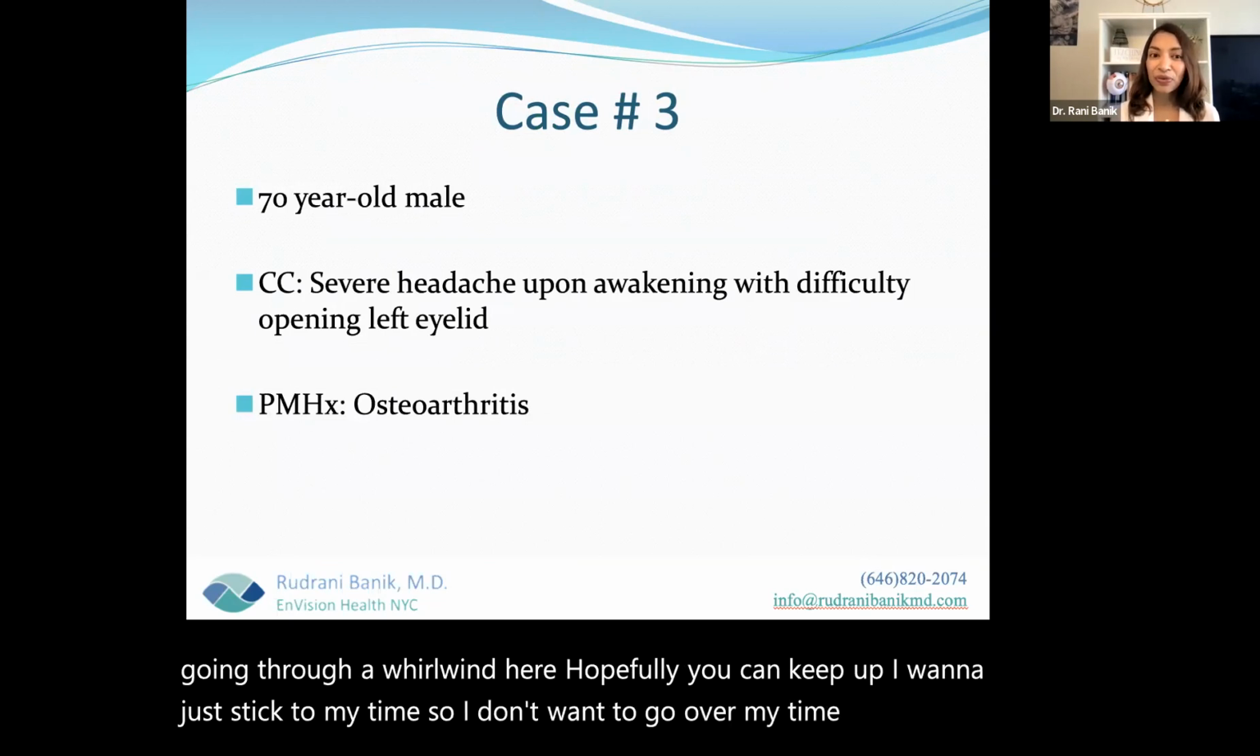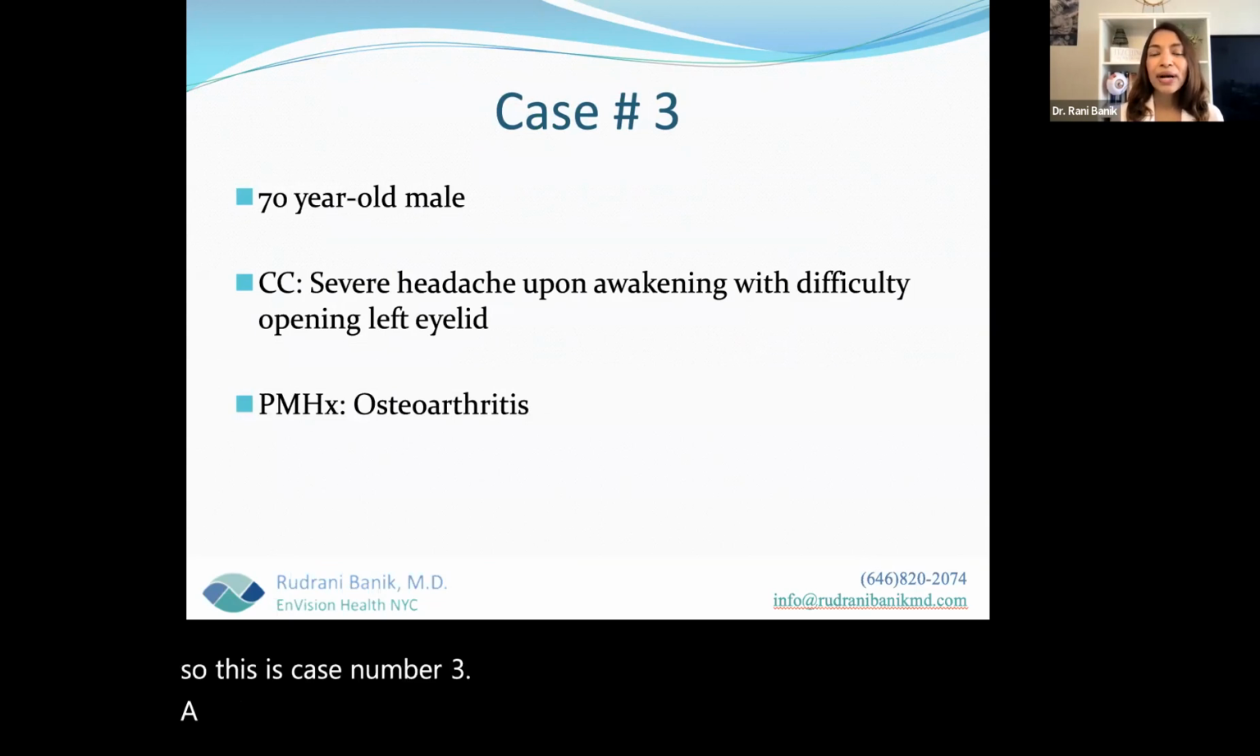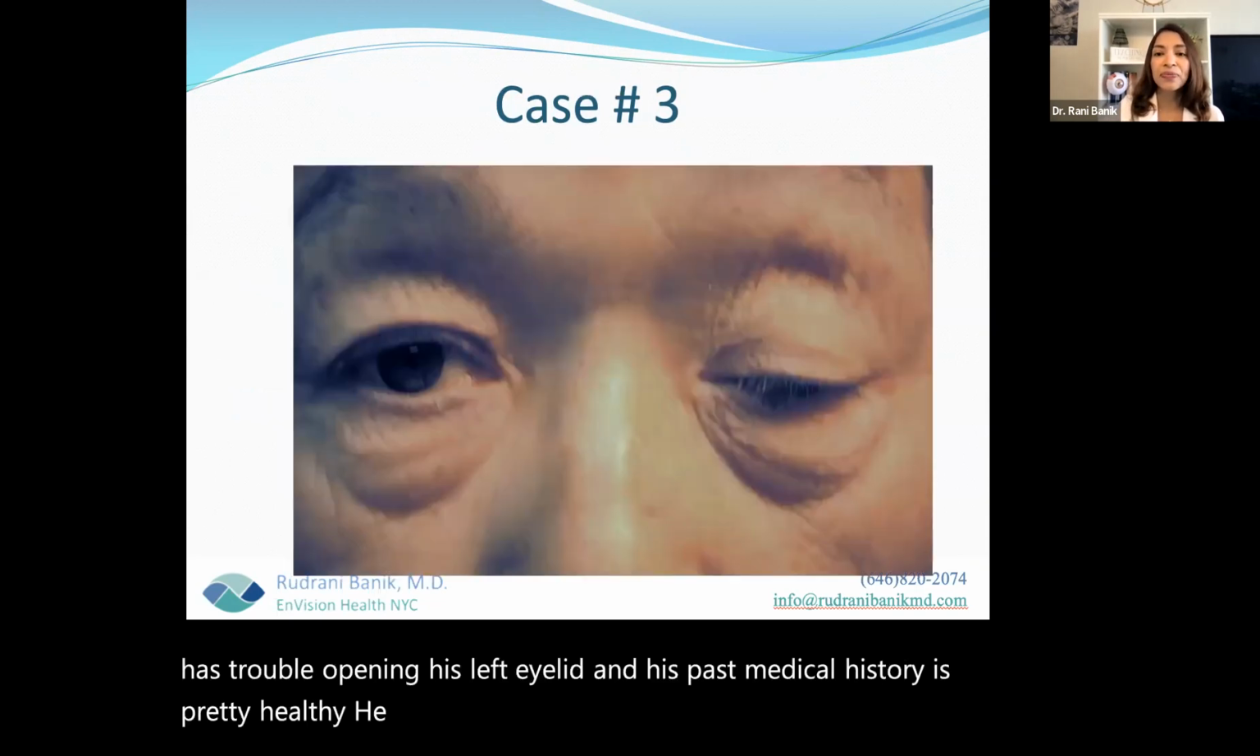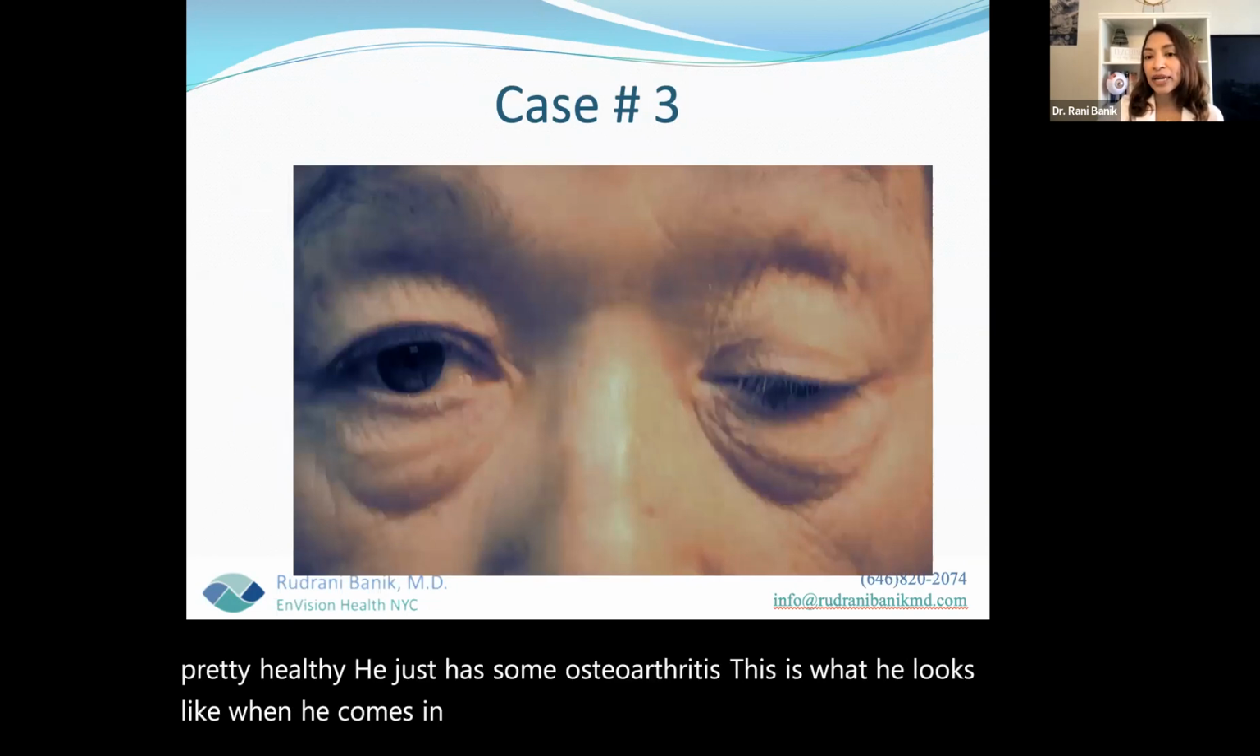So this is case number 3, a 70-year-old male who has a severe headache upon awakening. He has trouble opening his left eyelid, and his past medical history is pretty healthy. He just has some osteoarthritis. This is what he looks like when he comes in. So the right eye looks pretty normal, the left eye, pretty significant ptosis.